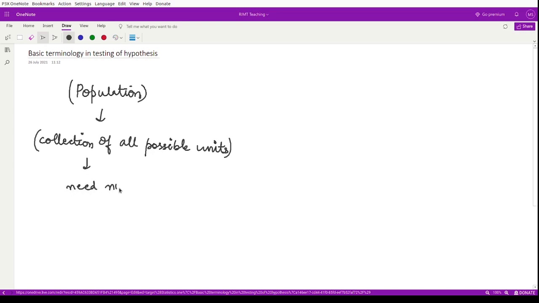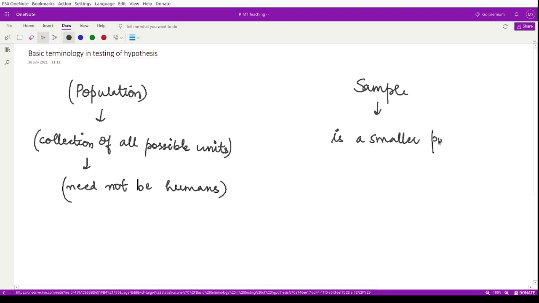And as I've told you, this collection need not be all humans. It could be anything. It could be a collection of mobile phones, laptops, insects, fruits, humans, anything. And another thing that we have is sample. A sample is a smaller portion of the population.